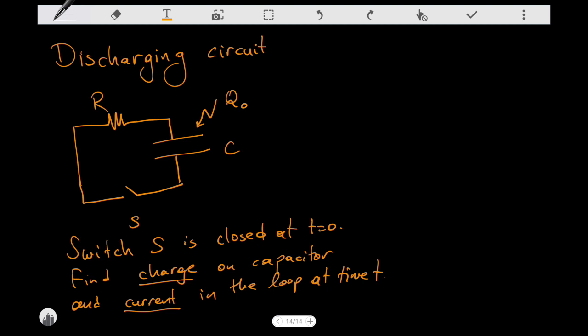The switch is closed at time t equals 0. Find the charge on the capacitor and the current in the loop at time t. Okay, so let's choose our variables. Of course, the charge on this plate has been chosen as Q0. So I'm going to use Q as the charge on that particular plate. Let me color this with white. So Q is the charge on this plate. That's my variable, and our initial value of that variable is equal to that given quantity Q0.